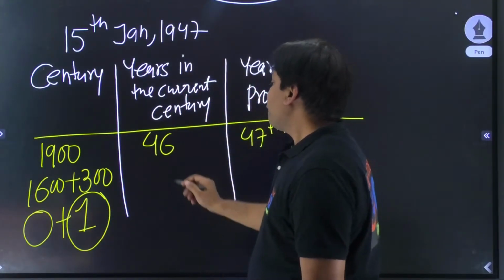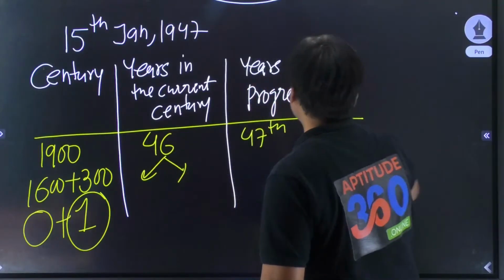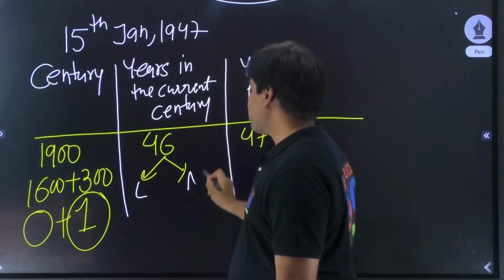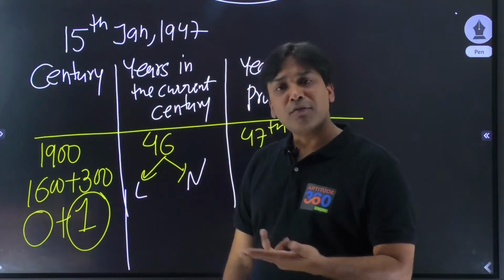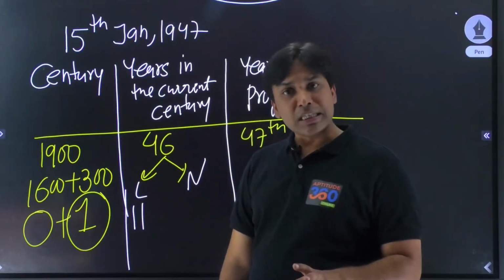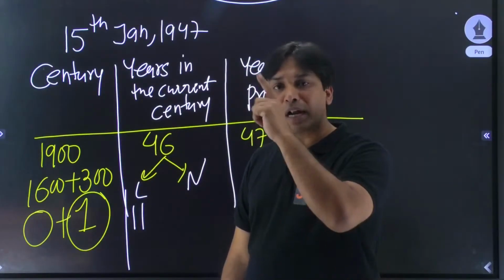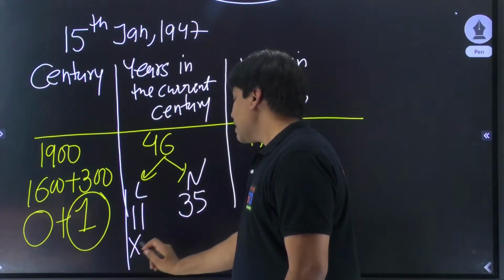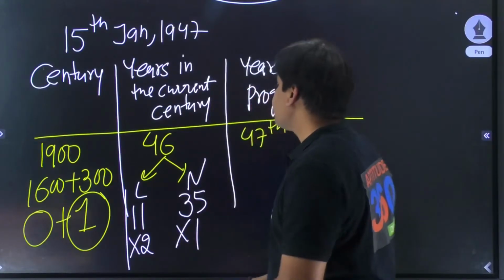Now 46 को क्या करेंगे? हम वापस से लीप एंड नॉर्मल में कन्वर्ट करेंगे. How many of them are going to be leap? How many of them are going to be normal? All the numbers that are multiple of 4 are leap. तो कितने हैं यहाँ पे? 11 multiples. 46 को 4 से डिवाइड कर दो. And you look at the question part. Rest of them are going to be the normal. So this into 2 and this into 1.